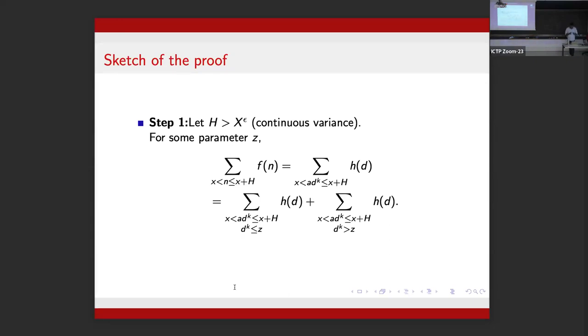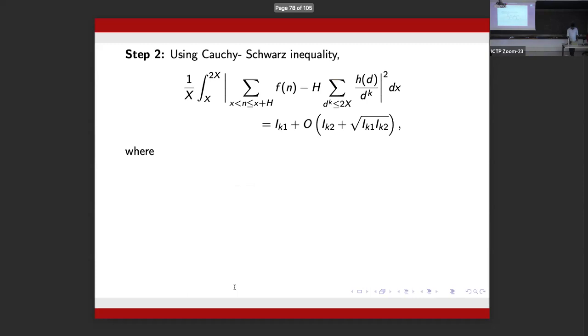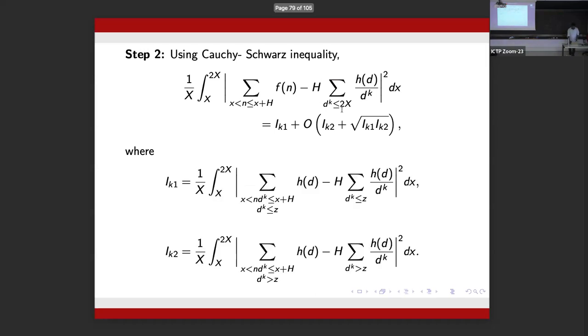This is a standard construction used by Hall, as well as Goldston, Montgomery and Ramachandra, that they break this way and study. And then by the Poisson inequality, if you consider this short average, the sum over dk less than or equal to 2x of h times dk less than or equal to 2x, minus hd by d to the power k, this difference, using Poisson inequality, one can write as I_k1 plus I_k2 times I_k2 plus the square root of I_k1 I_k2. You can remember that I_k1 is the variance for small divisors, dk less than z, and I_k2 is the variance for large divisors. So one can separate this way.